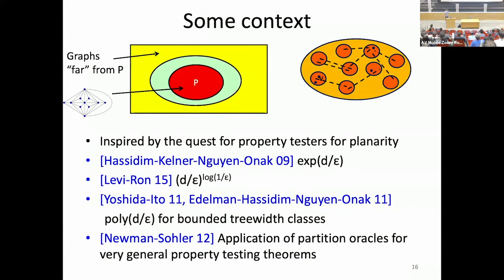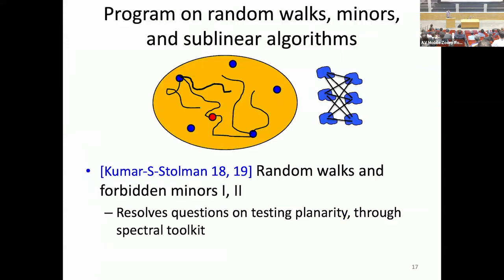Just to give you some context, I'm going to flash these next 2 slides really quickly. You can ask me more if you want. A lot of these results emerged from the quest of property testers for planarity. That's sort of where this work started, and that's where a lot of this work lay. Specifically, this result is on a recent program on combining tools from spectral graph theory, graph minors, and sublinear algorithms. And this is the next result on that in that journey.